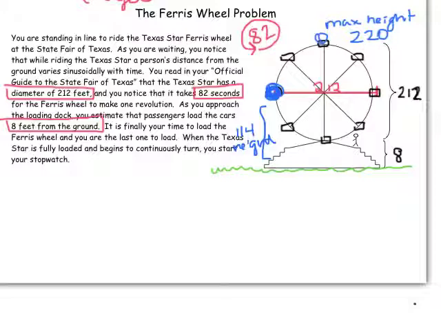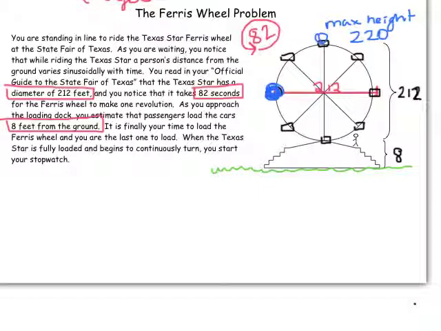Also, let me note really quickly, this word revolution right here, I can't think of any other instance where it would not indicate period, because revolution means that it's gone from where it began to where it's about to begin again. That's what a revolution is. So if you see that word, that's a pretty good indication.